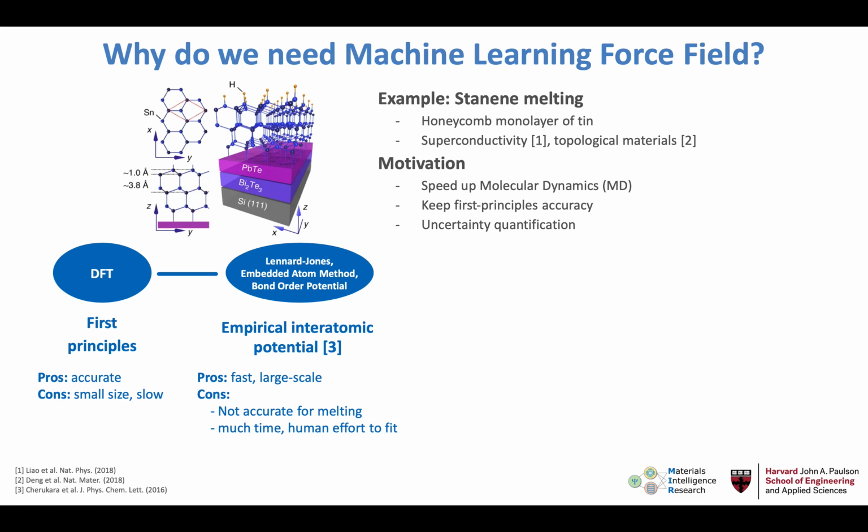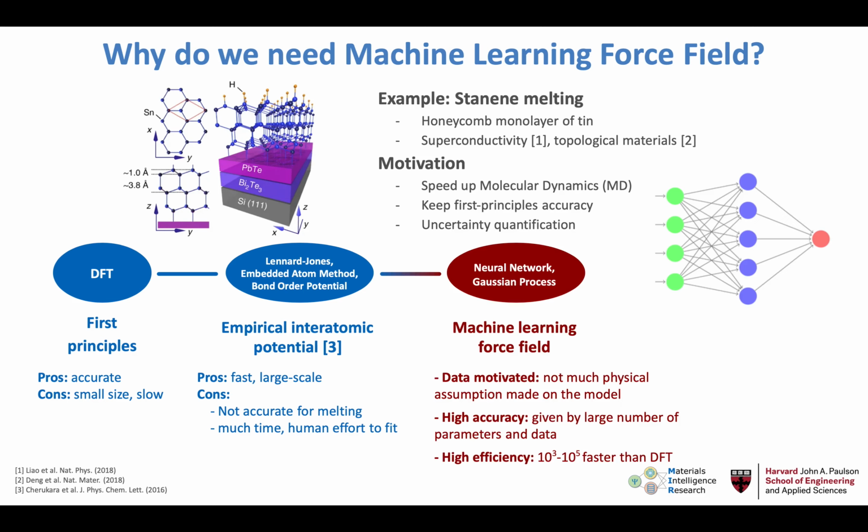In the meanwhile, there's also the empirical interatomic potential approach. Those are very fast and can run large-scale simulations, but they are usually fit in a small temperature range and are not accurate for the melting process. Also, it takes a lot of time and human effort to fit.